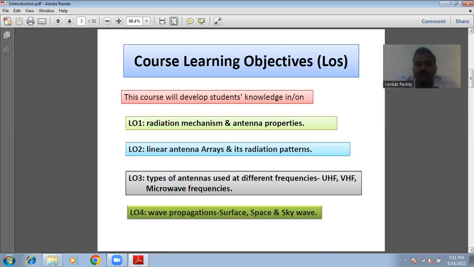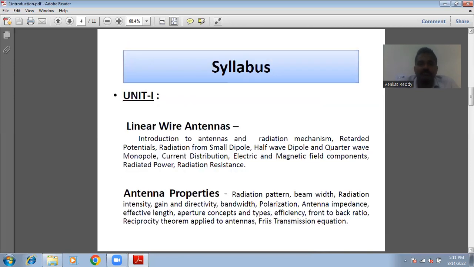And learning objective 4 is wave propagation. Once the antenna radiates the electromagnetic wave, how is it propagating in free space, in what direction, that means what type of propagation is taking place, whether it is by surface wave propagation or space wave propagation or sky wave propagation. Okay, these are the 4 learning objectives.